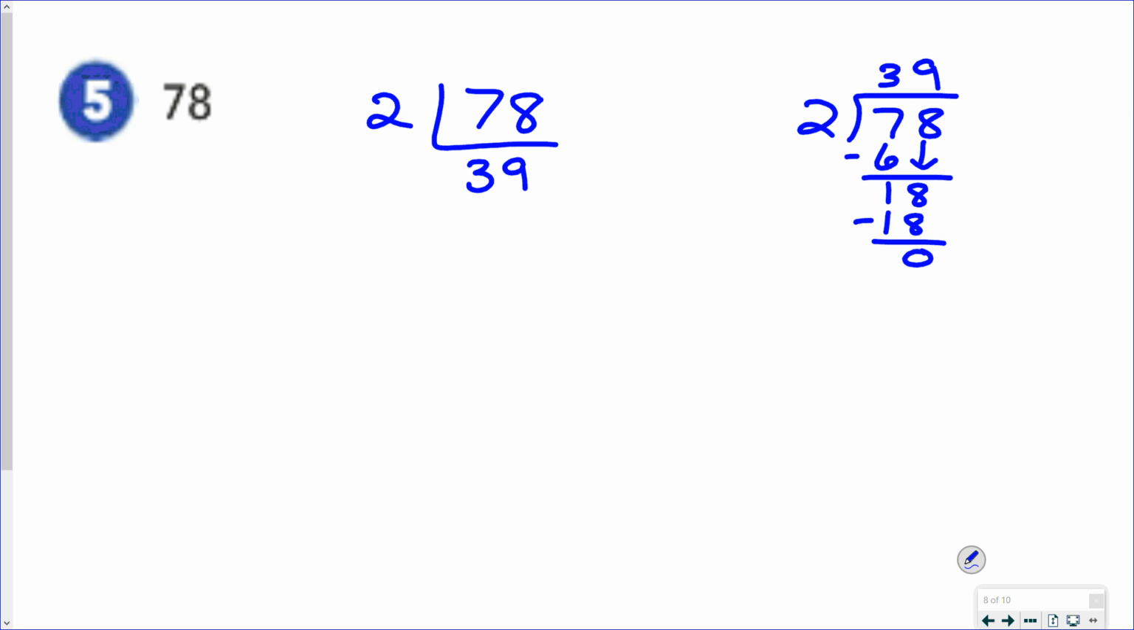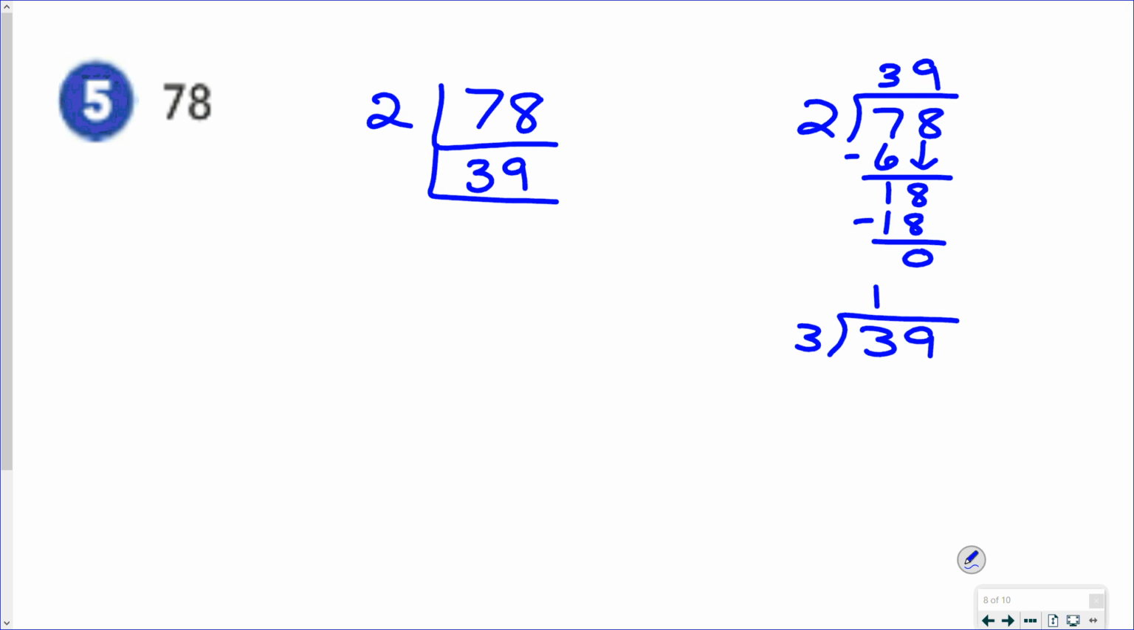39 is not a prime number. It's not an even number, so I can't divide it by 2. So the next prime number would be 3, so I'm going to see if 39 can be divided by 3. Now you might try this sometime and it may not work. If it doesn't work, then you move on to the next prime number, which is 5. If 5 doesn't work, try 7. If 7 doesn't work, try 11, and so on. But 39 is divisible by 3.